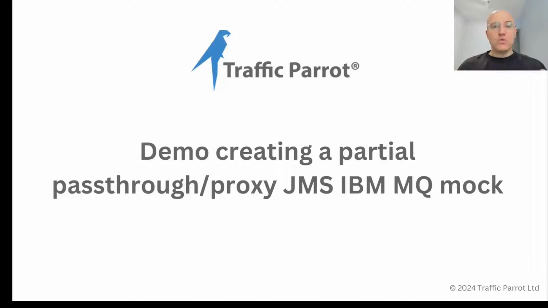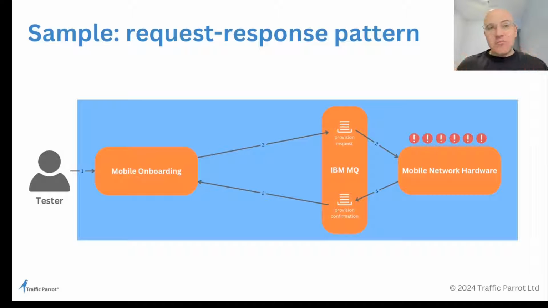So what we'll be looking at in this demo is creating a partial pass-through proxy mock through Traffic Parrot. Okay, and we'll be doing that with JMS IBM MQ. The sample request response pattern we'll use here looks like this. We're going to have a mobile onboarding microservice and a mobile network hardware application running in the backend.